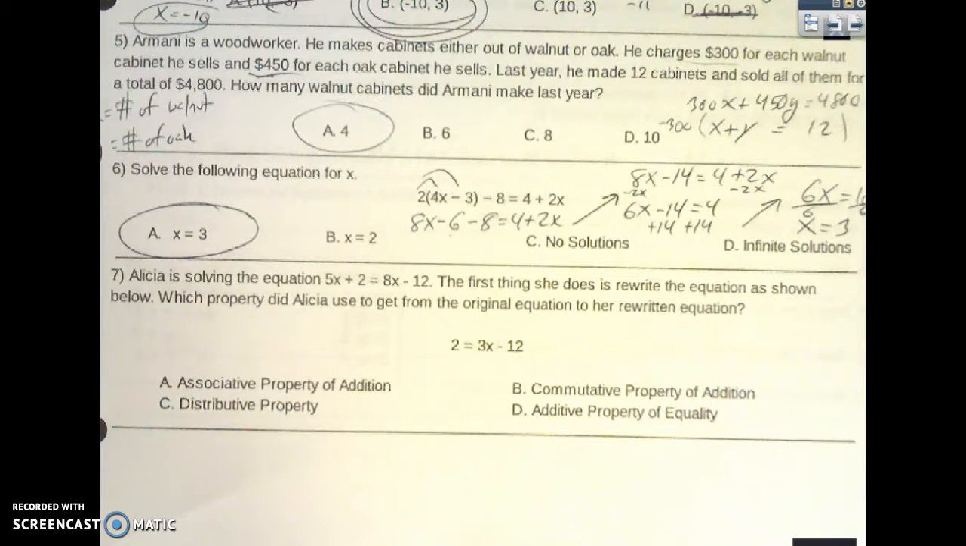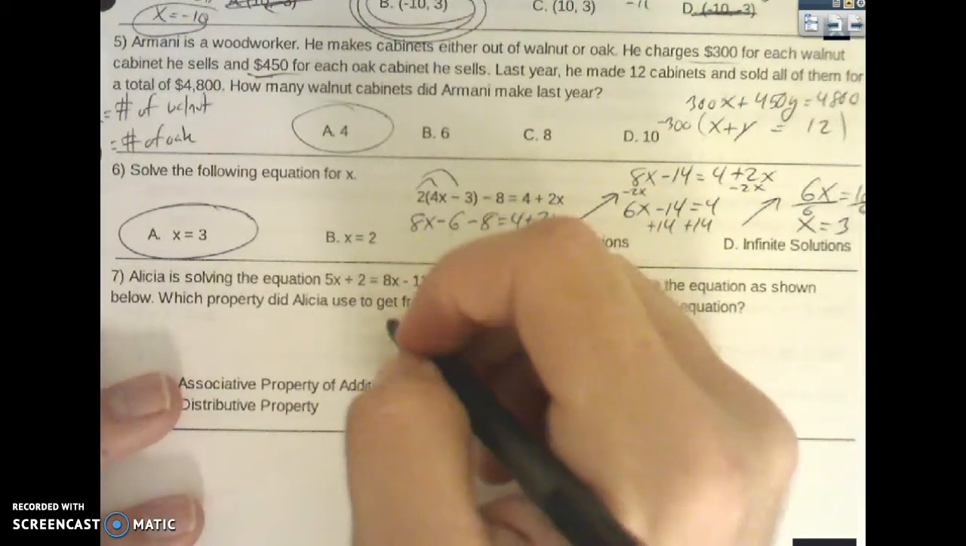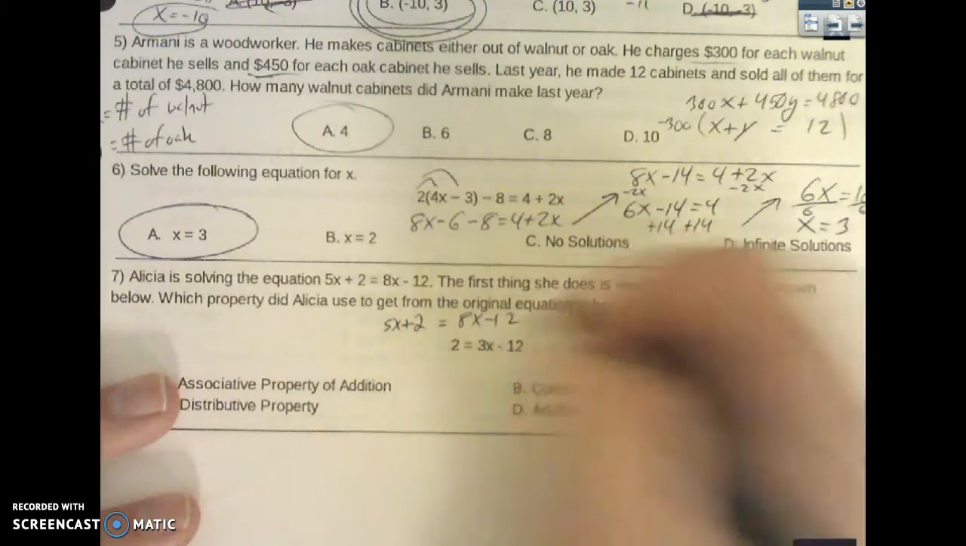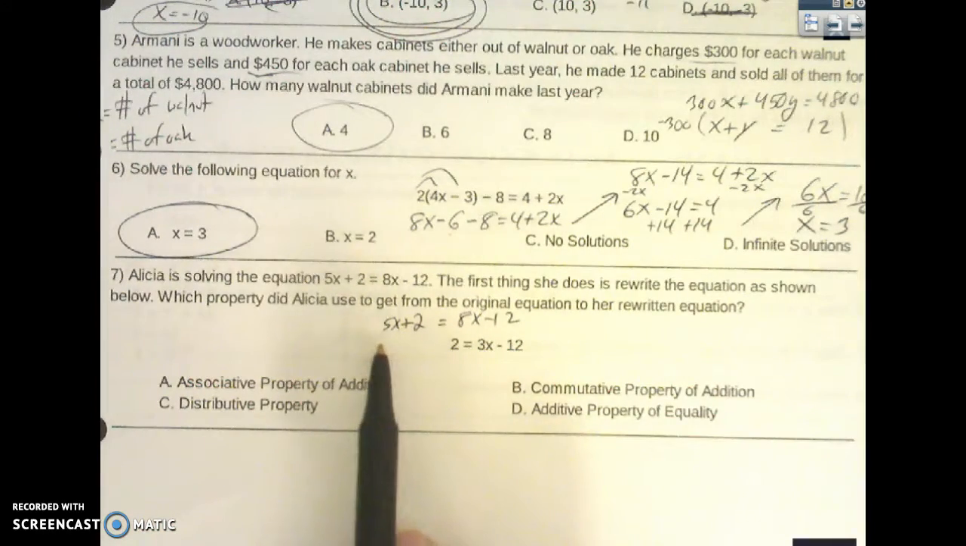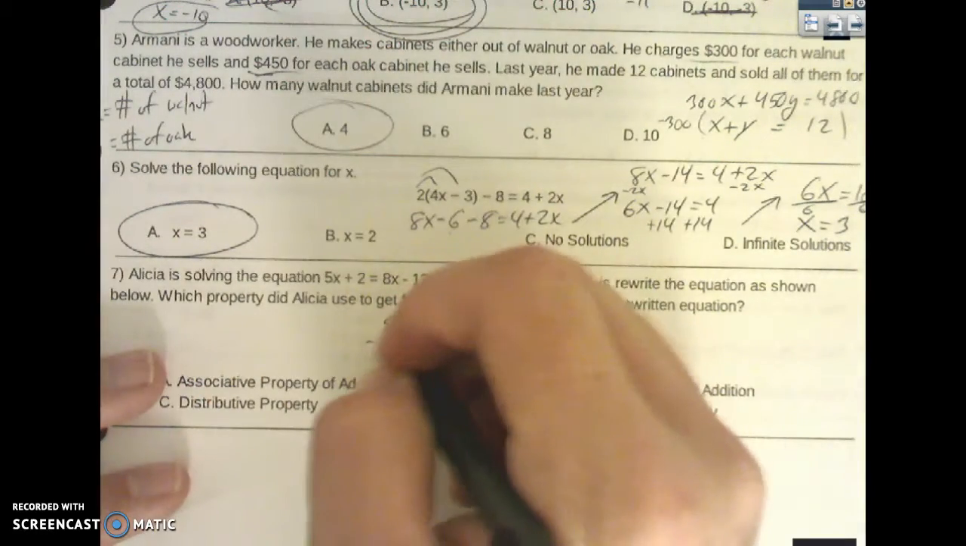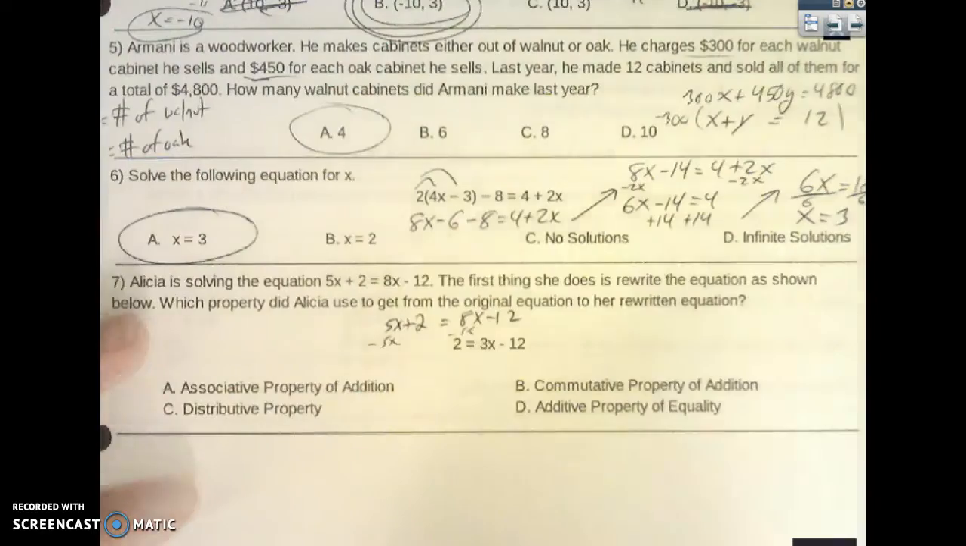Alicia, number 7, is solving the equation 5 plus 2x equals 8x minus 12. The first thing she does is rewrite the equation as shown below. Which property did Alicia use to get from the original equation to her rewritten equation? Alright, so here is her original equation. Alright, so how did she move this 5x over to the other side? Alright, well, she had to subtract 5x from both sides.